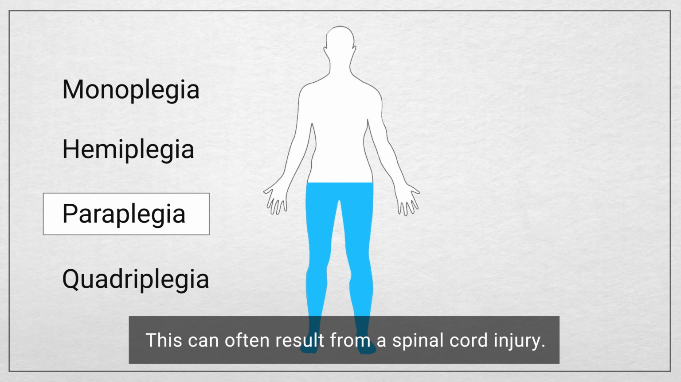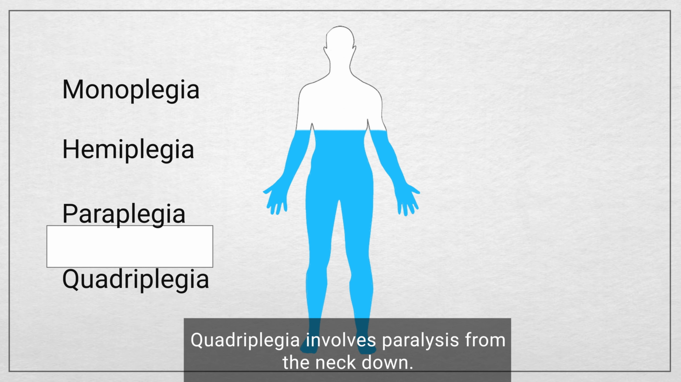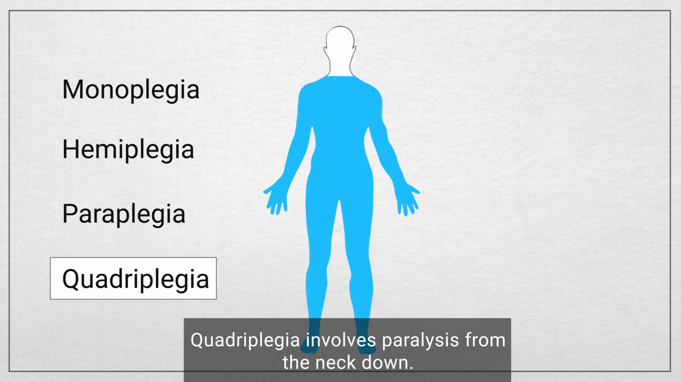Paraplegia is paralysis below the waist. This can often result from a spinal cord injury. Quadriplegia involves paralysis from the neck down.